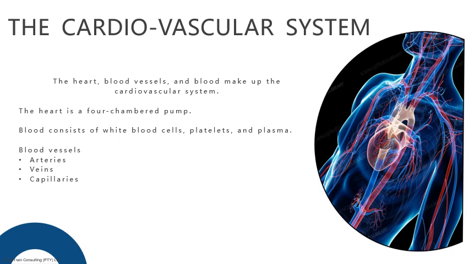With each beat of the heart, approximately 70 milliliters of blood are pumped into the circulatory system. An average heart rate is around 72 beats per minute. Therefore, a heart pumps approximately 5 liters of blood per minute. Blood vessels are known as the arteries, veins, and capillaries.